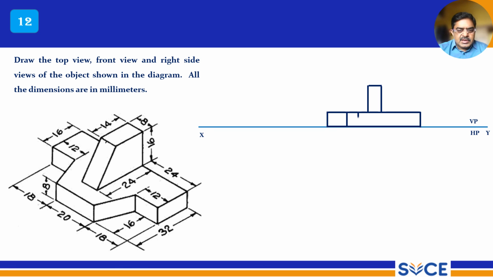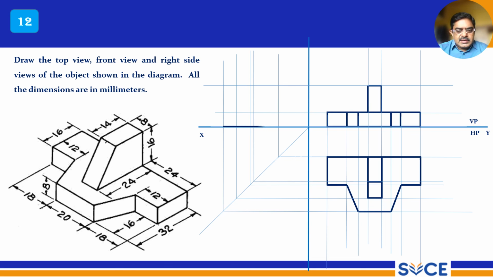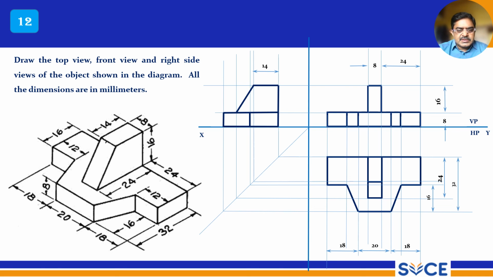So this is the front view. It's a very simple problem, and draw the top view, draw x1 y1 line, right? And complete the side view, right? This is the side view. Give all the dimensions, right?